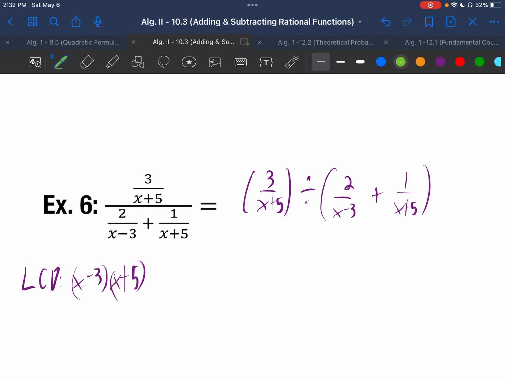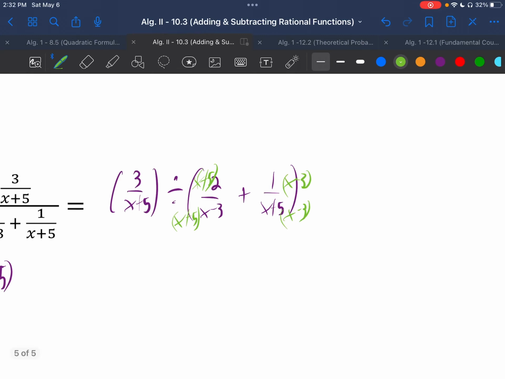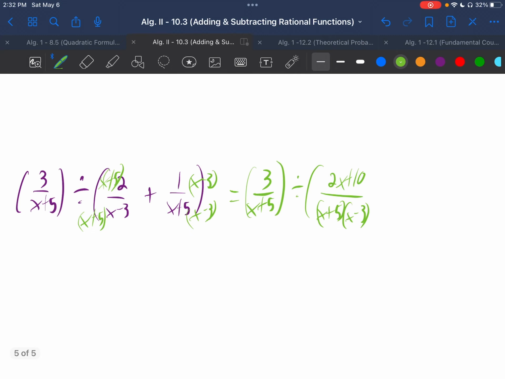So now in order to get that least common denominator, I'm going to multiply the fraction on the left of the second parenthesis by x plus 5, and the fraction on the right by x minus 3. So as I rewrite this, my first parenthesis staying the same. Division. My top I'm distributing to get 2x plus 10. The bottom is staying the same here. And distributing the 1 in the x plus minus 3 to just get, well, x minus 3.